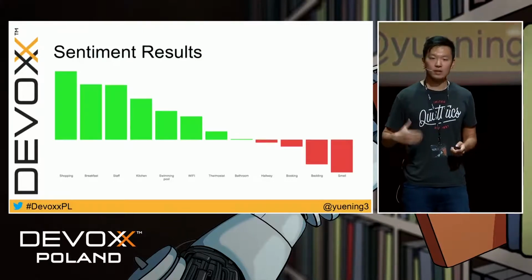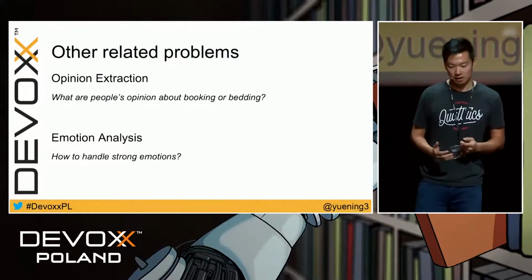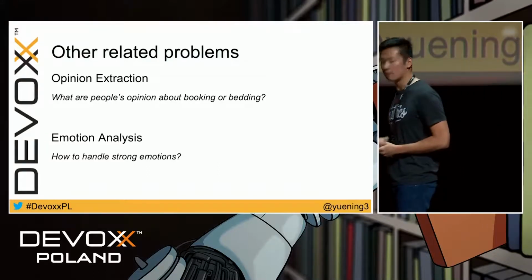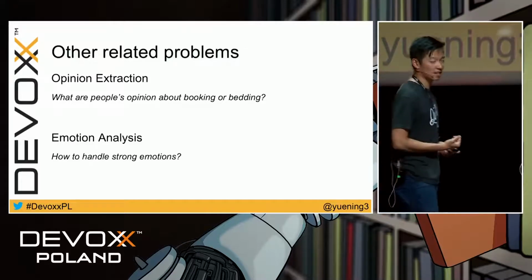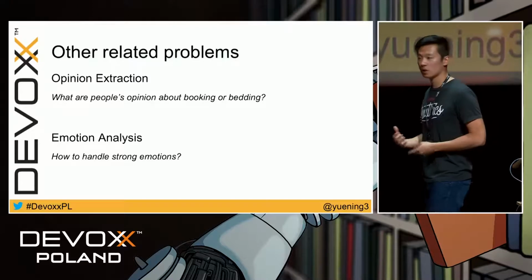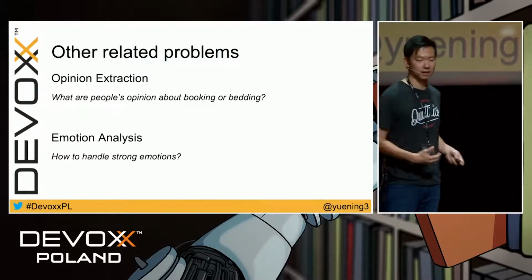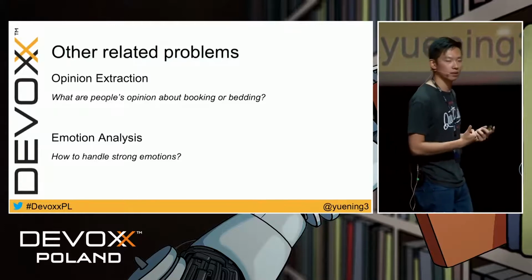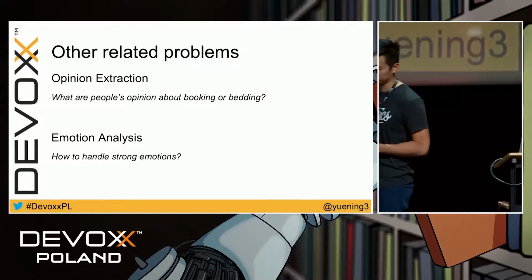It answers it to some extent, but that's not all of it. Right? There are some other things. For example, I know I'm not doing well on bedding, but why is that? Is it that it's not comfortable or it's not clean? Here, related problems like opinion extraction could help. It can better tell us what people think about the booking or bedding experience.